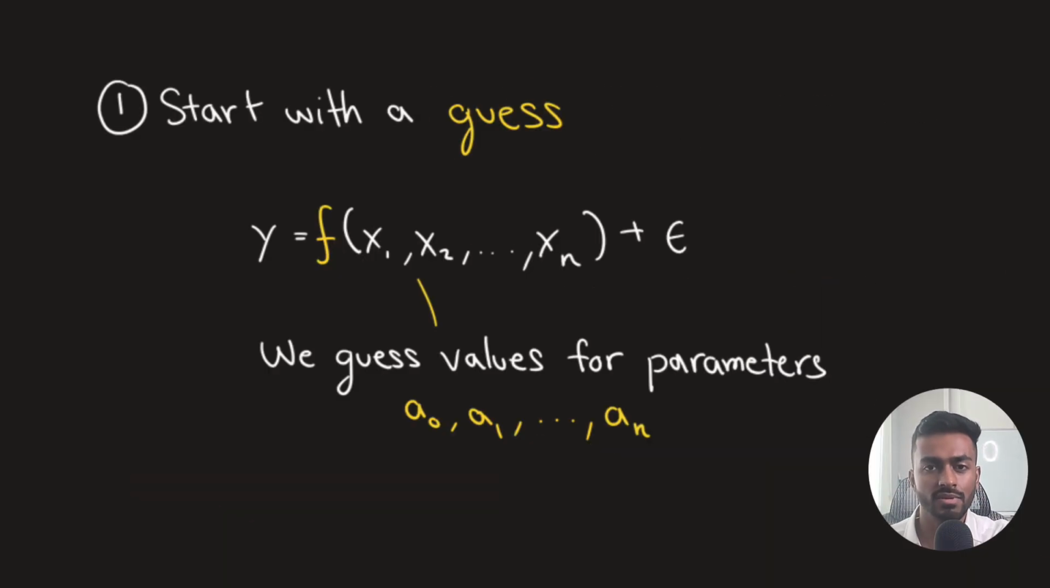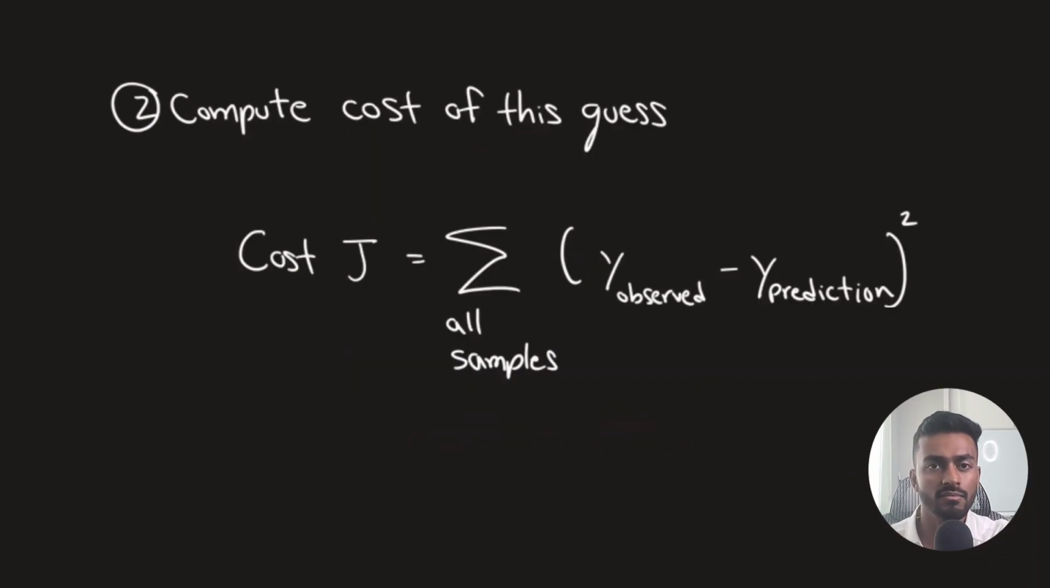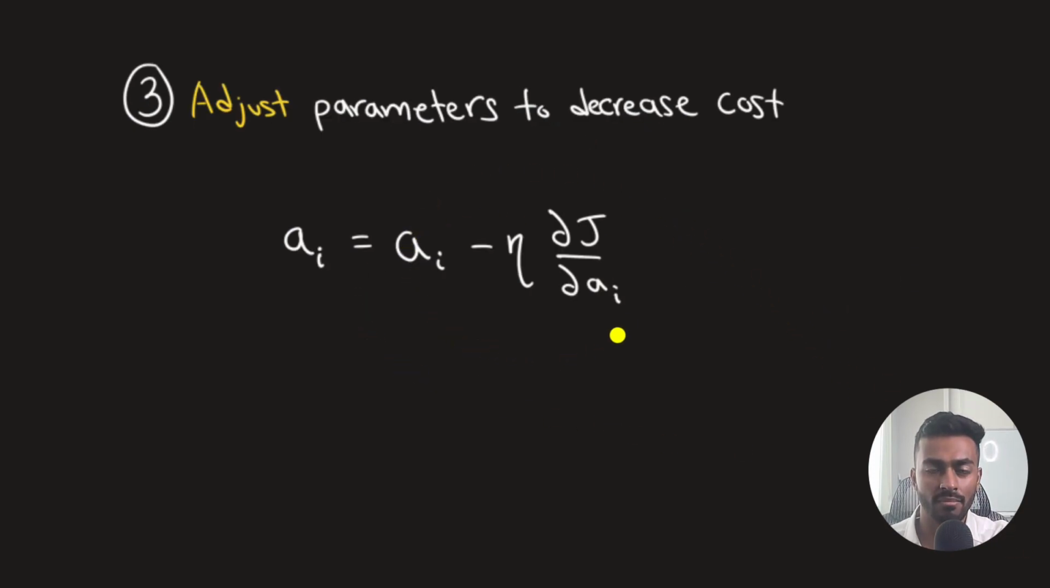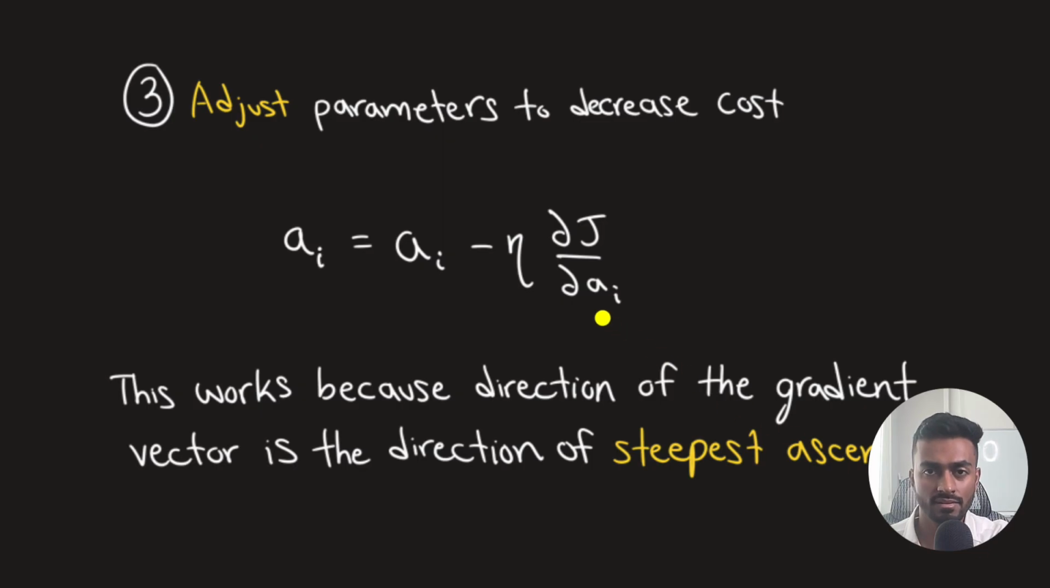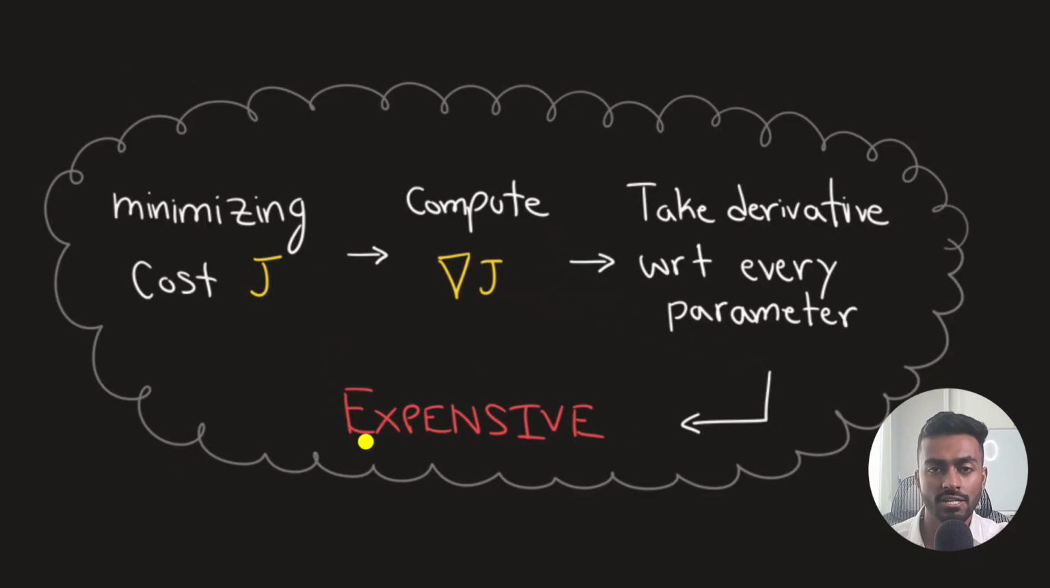In gradient descent, we start with a guess for the parameters a0 to an. We then compute the cost, and we then update the parameters by nudging them in the direction of steepest descent. This delta J by delta a_i is the direction of steepest ascent. The negative sign means the opposite direction of that. And eta is going to be the magnitude of the jump. But the computation of the gradient vector can be quite expensive.